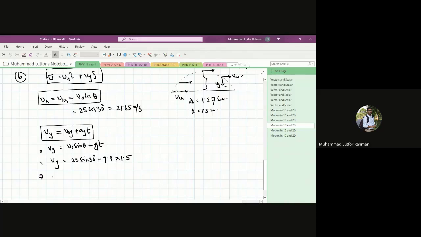Then if you solve this one, you will find out that the vertical component should be minus 2.2 meter per second. You can check that one, because this is basically 12.5, because sine 30 is basically a half. So 25 divided by 2 is 12.5, minus 9.8 into 1.5. So 9.8 plus 4.9 should be more than 12.5. So that's why your y component is negative.